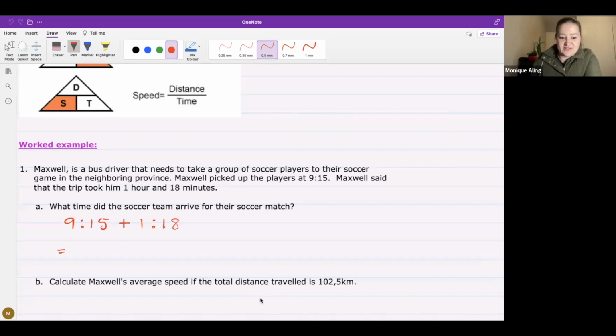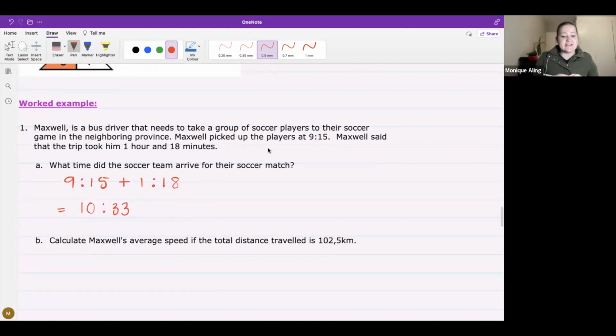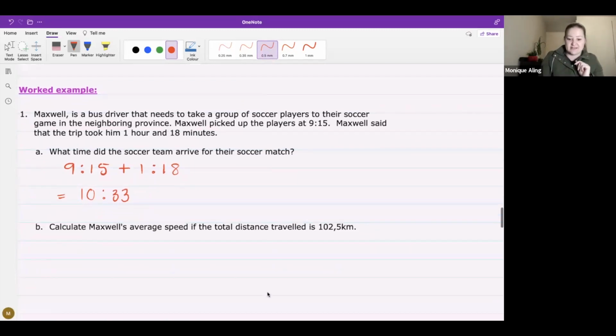Fantastic. Loving these answers coming through. So they arrived at 10:33 in the morning. You can say AM, don't really need to specify because we can see it's in the morning. Now, question B, calculate Maxwell's average speed if the total distance traveled is 102.5 kilometers.